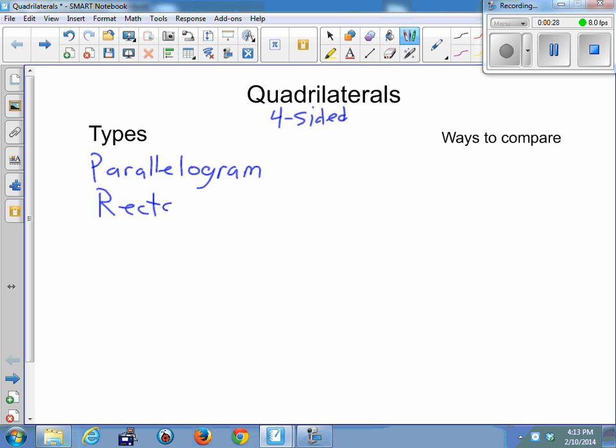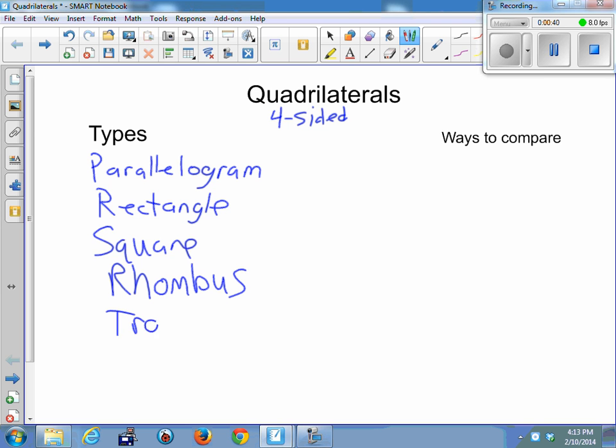So rectangle, square, rhombus. Then we're going to get into some trapezoids and kite. All right, so those are the ones that we are going to be learning. We're going to compare these, and we're going to look at some special properties inside of each of these. So I'm going to look at how their sides are related.